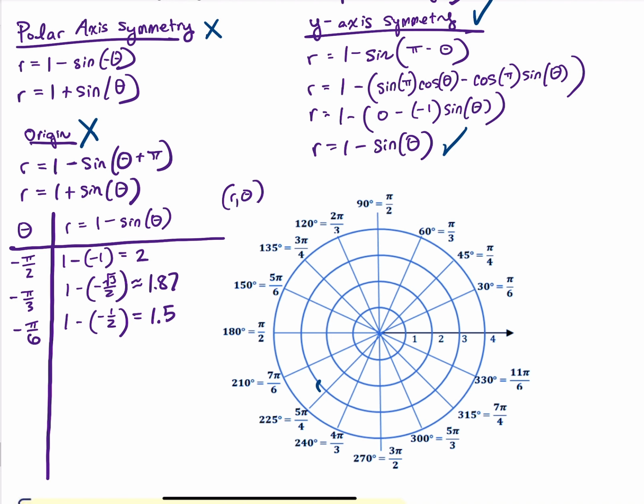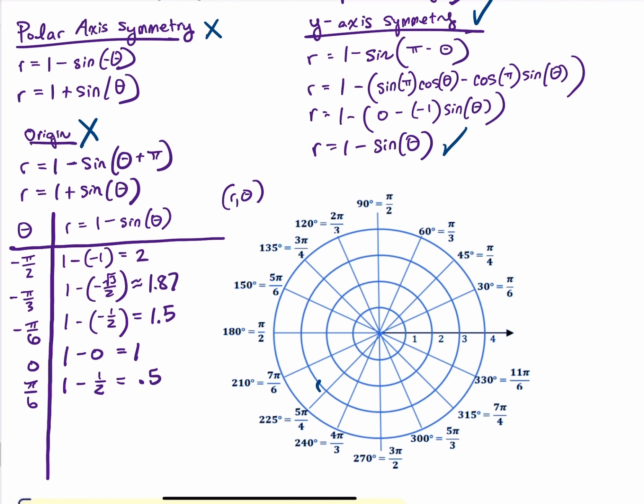All right, and how about 0? So I'm just picking angles from negative pi over 2 to pi over 2. So yeah, we can choose 0. That's 1 minus the sine of 0. Sine of 0 is 0, so we get positive 1. For positive pi over 6, 1 minus the sine of pi over 6, which is 1/2. So 1 minus 1/2 is 1/2, 0.5.